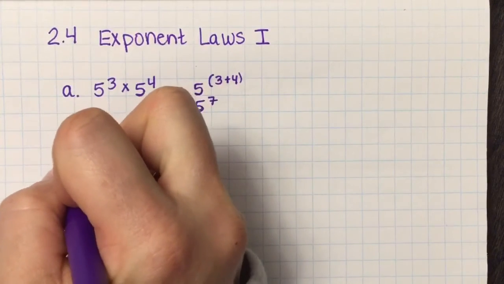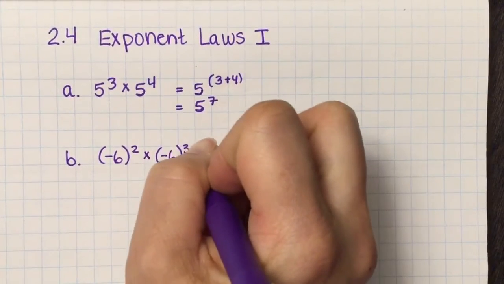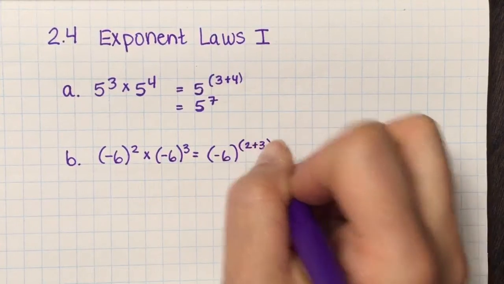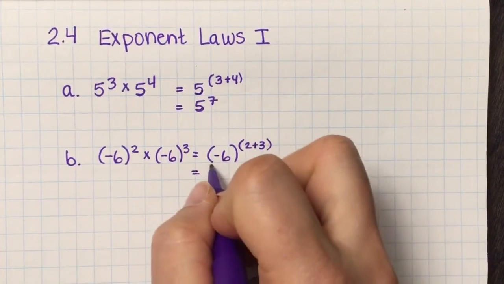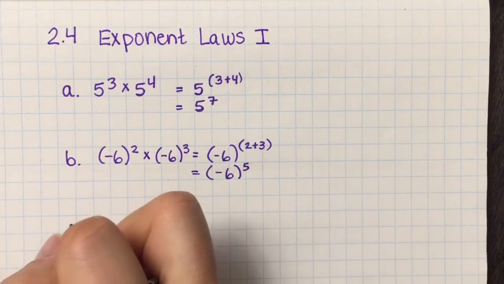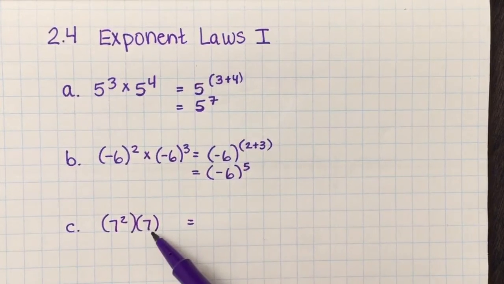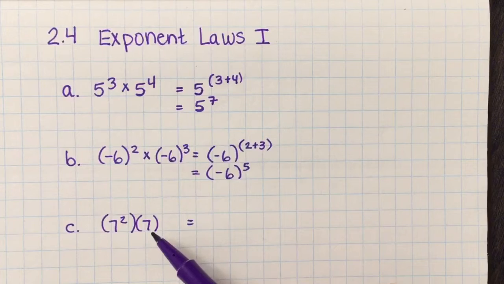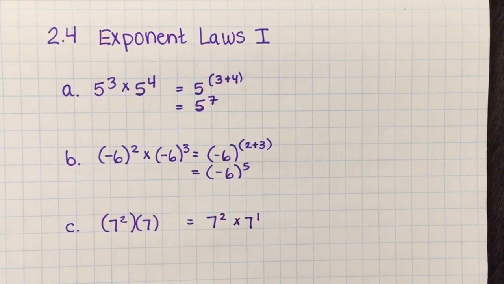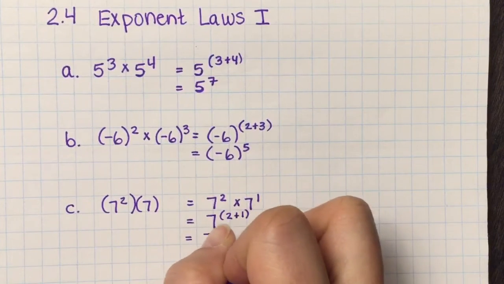Okay, next one, minus 6 squared times minus 6 cubed. Again, base is the same, so that doesn't change. And then we add the exponents. Okay, so you're showing that you're adding the exponents, minus 6 to the 5. Okay, excellent. And the last example they have there is 7 squared times 7. Now here there's no exponent for the 7, but because we know there is a 7, that's the same thing as saying 7 squared times 7 to the 1. Okay, so that would be 7 to the 2 plus 1, or 7 cubed.